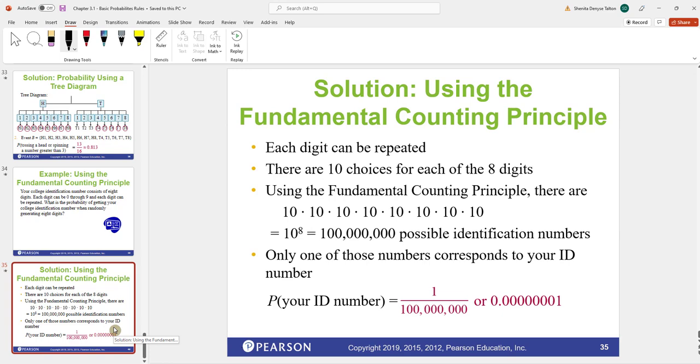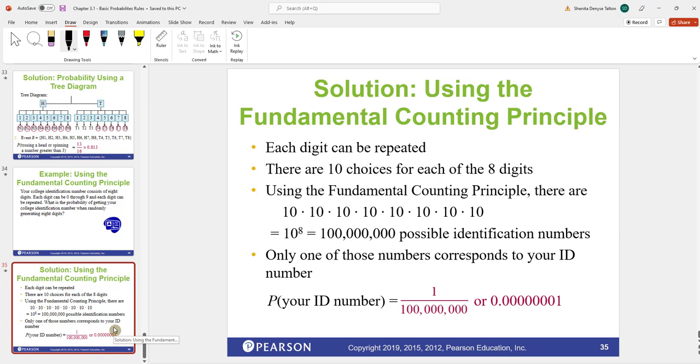So if we calculate this, there's 10 choices for each digit because the digits can be repeated. So you got 10 times 10 times 10 all the way up to 8. So it's 10 to the 8th power, or 100 million possible identification numbers. So only one of those numbers corresponds to your ID number. So what's the probability that they get your ID number? We're going to take 1 over 100 million.